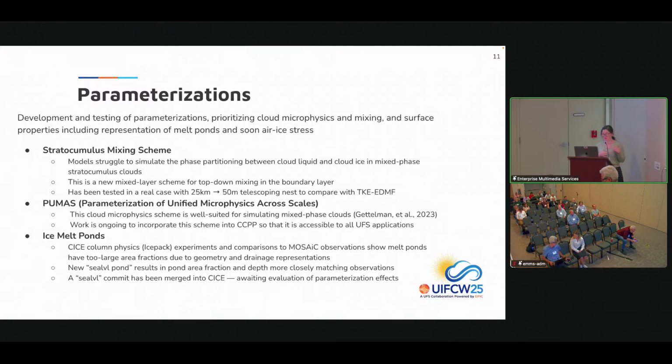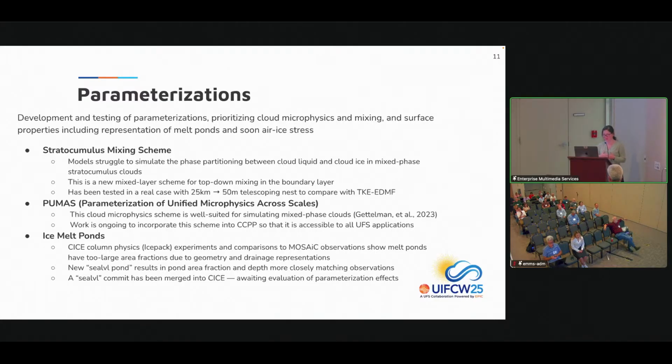So one is the stratocumulus mixing scheme. We found that there are some issues with simulating this in the models right now, and there's been some work done to put together a new scheme for this. It's been tested on telescoping nests from 25 kilometers to 5 meters. That's not in our configuration, but it's a scheme that we've been testing and comparing to the TKE EDMF scheme and showing the improvements that we get from this new scheme.